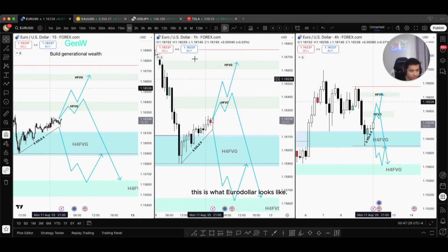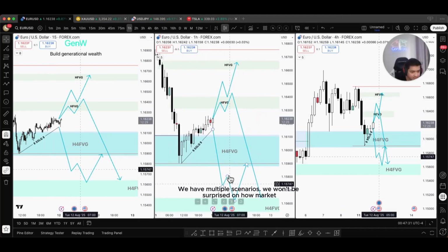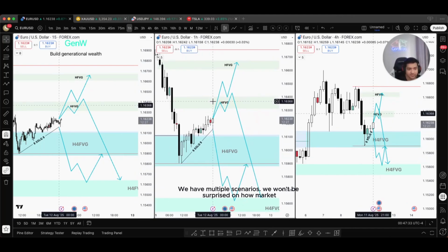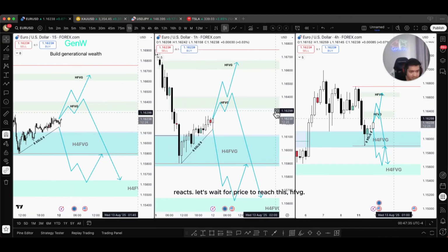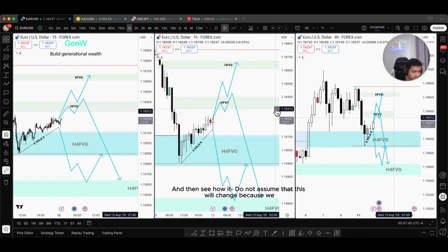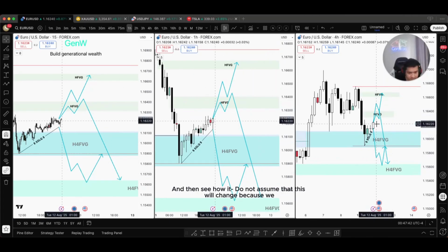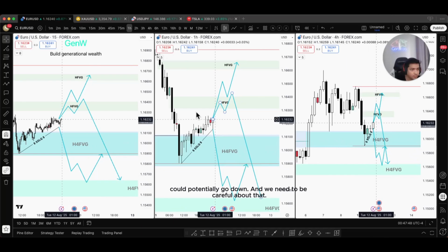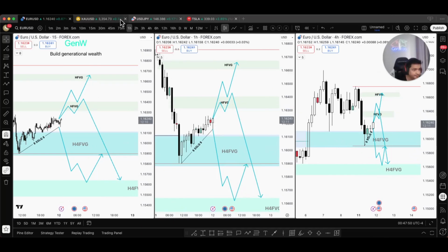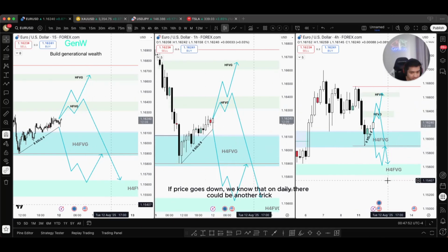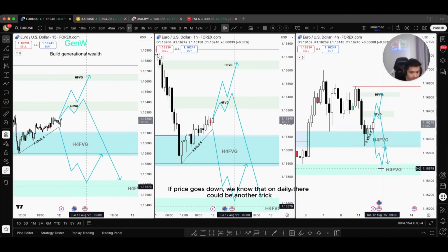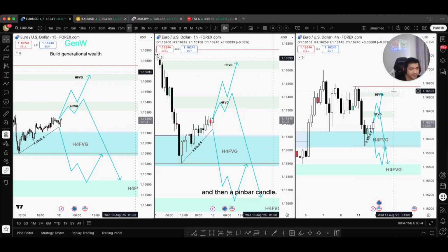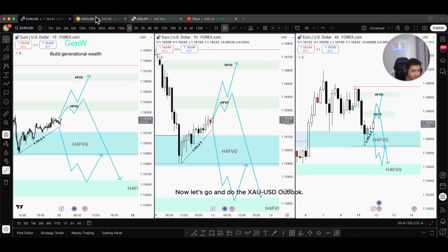This is what EURUSD looks like. We have multiple scenarios. We won't be surprised by how the market reacts. Let's wait for price to reach this H1 FVG and then see how it reacts. Do not assume that this will change because we have reached the daily fair value gap, because there are other reasons why price could potentially go down, and we need to be careful about that. If price goes down, we know that on daily there could be another wick and then a pin bar candle.